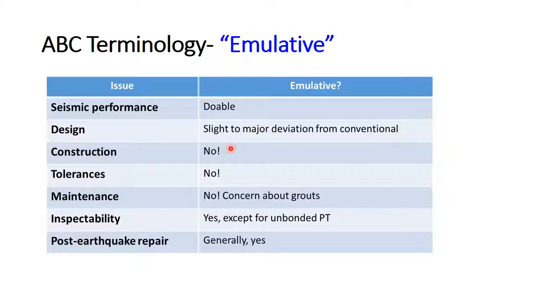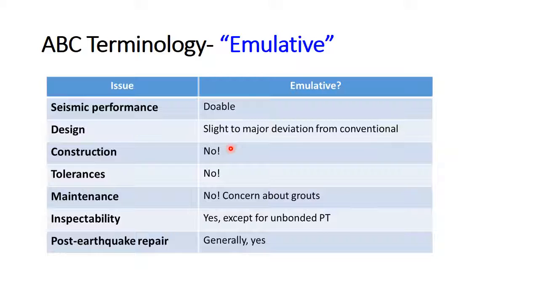Inspectability, generally, ABC is emulative. We should not have any issues inspecting ABC members, except for the columns where we use unbonded post-tensioning. Unbonded post-tensioning would require extra attention because of the susceptibility of unbonded steel tendons to corrosion, unless we switch to fiber reinforced polymer tendons. Again, that's a subject of another presentation.